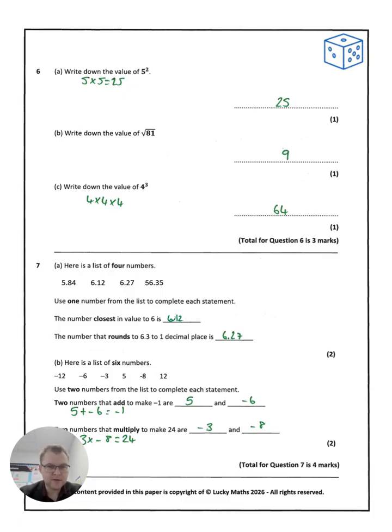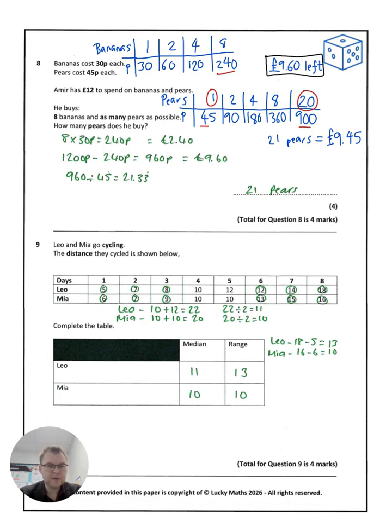Obviously can't really do anything visually there, but this question involves shopping, let's say, spending money with bananas in pairs. We've got a ratio table to show the cost of 8 bananas. So 1 is 30p, 2 is 60p, 4 will be 120, 8 bananas are 240, which does leave £9.60 left of the £12 budget.